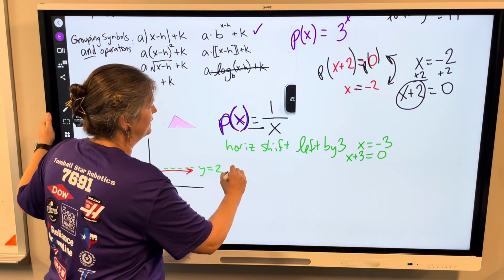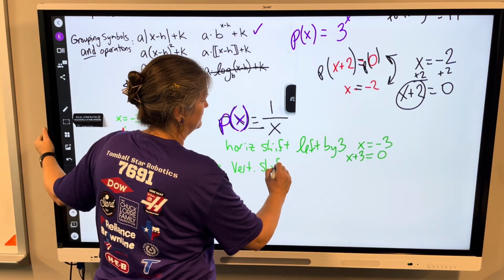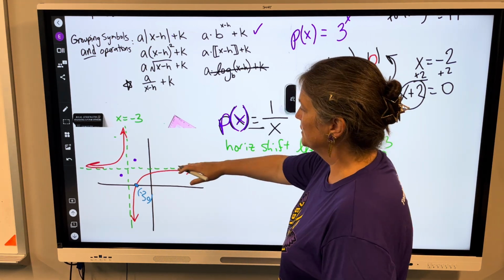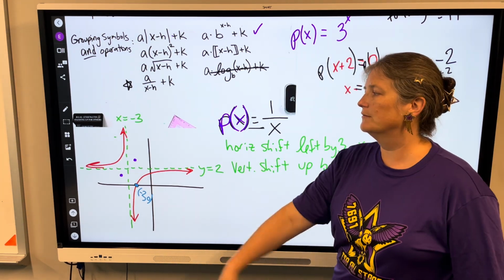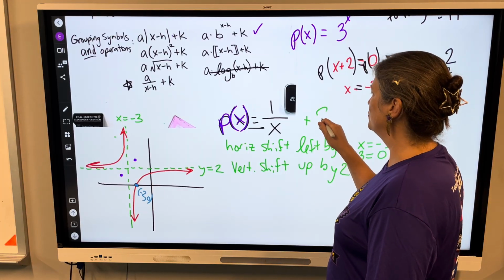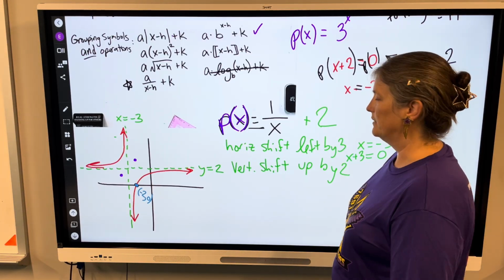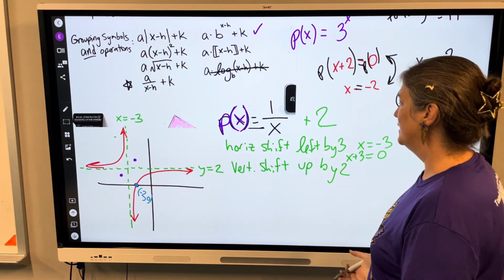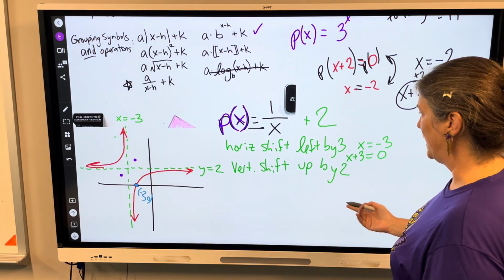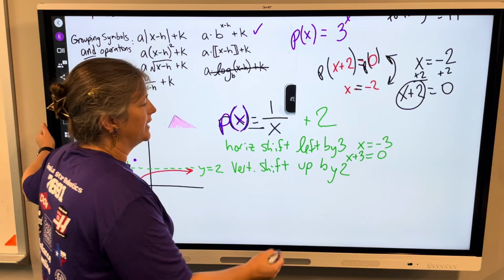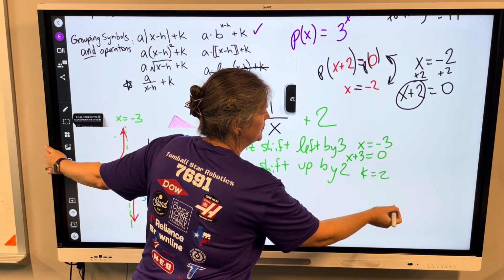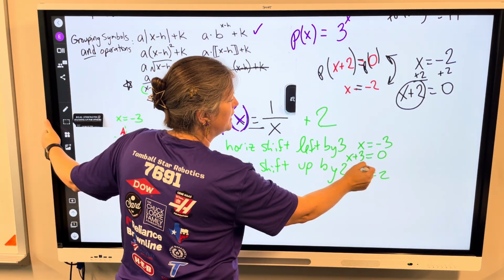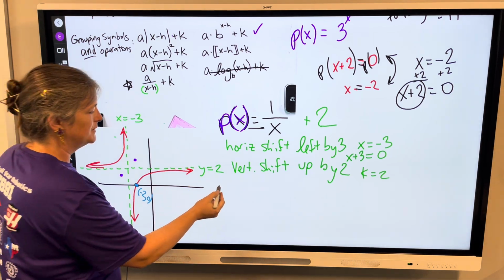Now I've also got a vertical shift up by 2. This one's just really straightforward. That means after I generate the whole function, I'm just going to add 2 to everything. Once I do the thing that makes the shape, I'm going to shift it up by 2 by adding 2. So I can say that k equals 2, and my x minus h here is going to actually be x plus 3.